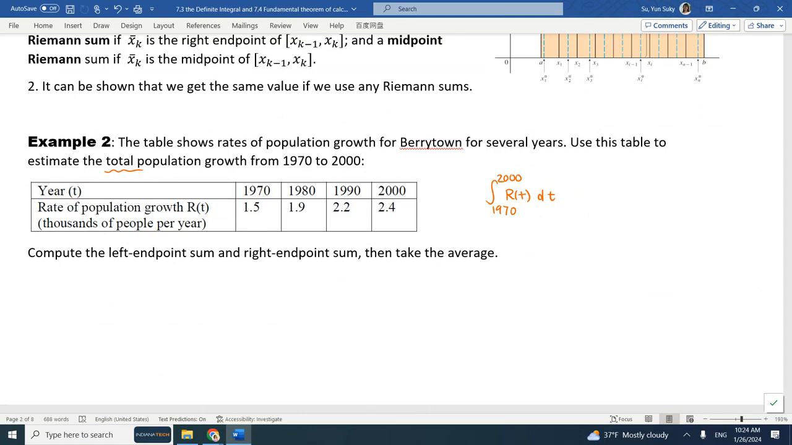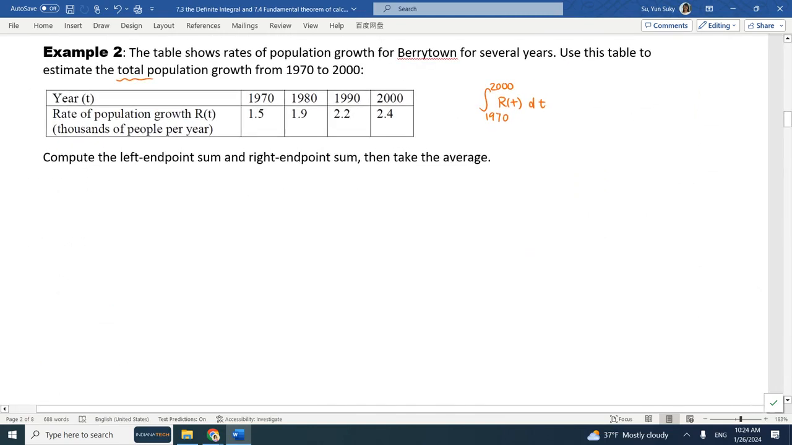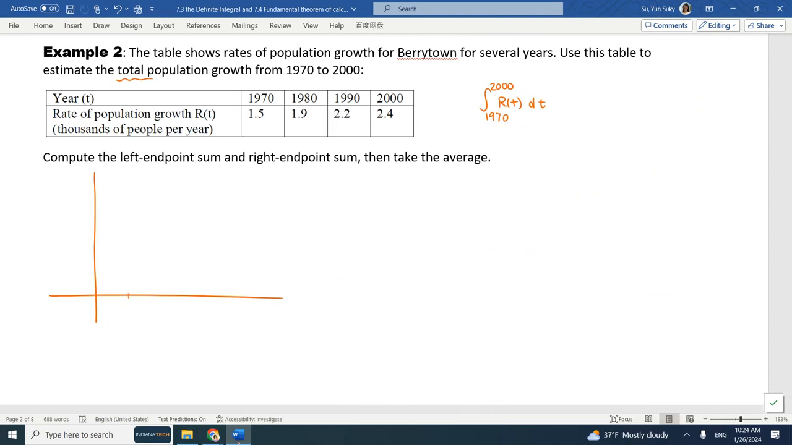Okay, let's do that. Let's draw two different pictures. For the first picture, let's say here 1970, 1980, 1990, and 2000. So we have 1.5, 1.9, 2.2, and 2.4. We have the first dot here, the second dot here, and then this one and this one.